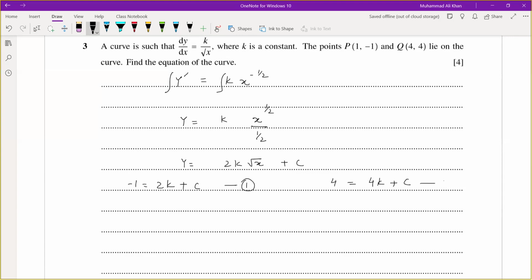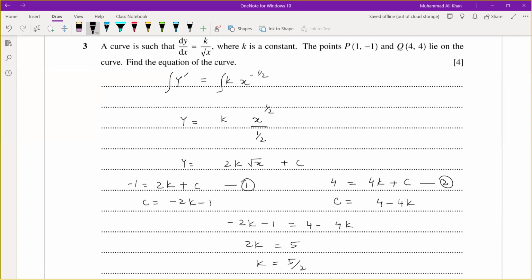Let's say this is equation 2. According to this, c equals 4 minus 4k. According to this, c equals minus 2k minus 1. Therefore, minus 2k minus 1 equals 4 minus 4k. And 4k when it comes here, it will be 2k equals, when 1 goes to the right side, it is 3, and the value of k is, sorry, it's not 3, it's 5, and the value of k is 5 upon 2.